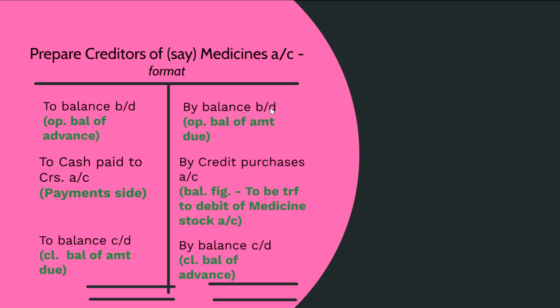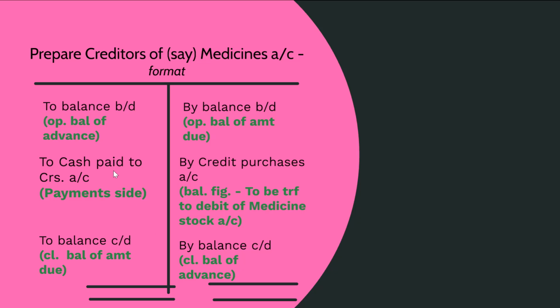The amount owing towards the creditors is by balance brought down, the opening balance of amount due to the creditors. On the opposite side, last entry, to balance carried down, the closing balance of amount due to the creditors. In case any advance has been given to the creditors, on the debit side, to balance brought down for opening balance of the advance. And on the opposite side, the credit side, by balance carried down for closing balance of advance.